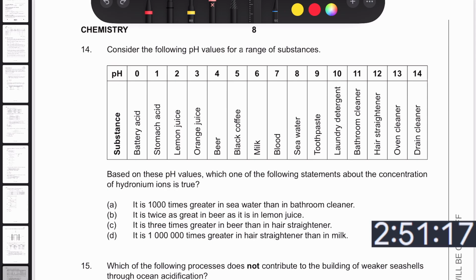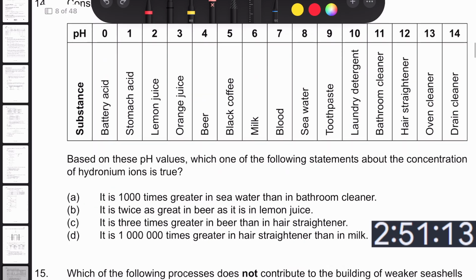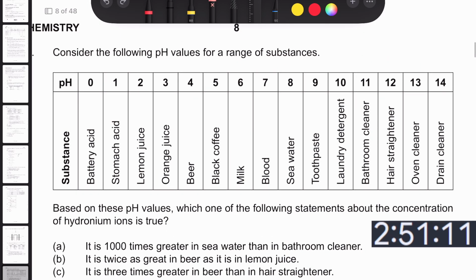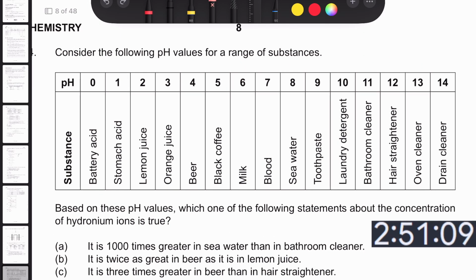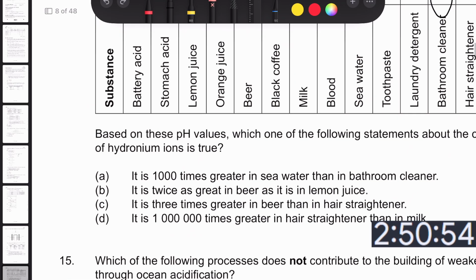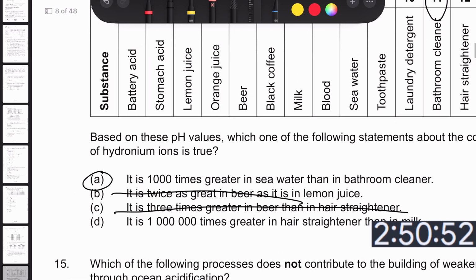Consider the following pH values for the range of substances. Based on the pH, which of the following statements about the concentration of ions is true? Okay, it is 10,000 times greater in seawater than in bathroom cleaner. So where is seawater? It is at 8. Bathroom cleaner is at 11. So that's 10, 100, 1,000, so this is true. It's not twice. Okay, let's see.